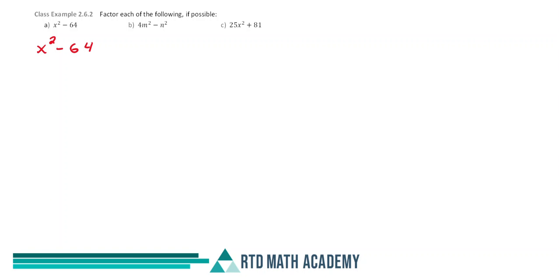x to the 4 would also be, right? Because the square root of x to the 4 would be x to the 2. So any even power would be a perfect square. And then on this side, 64, right? Because 8 times 8 is 64. So this is a difference, right?